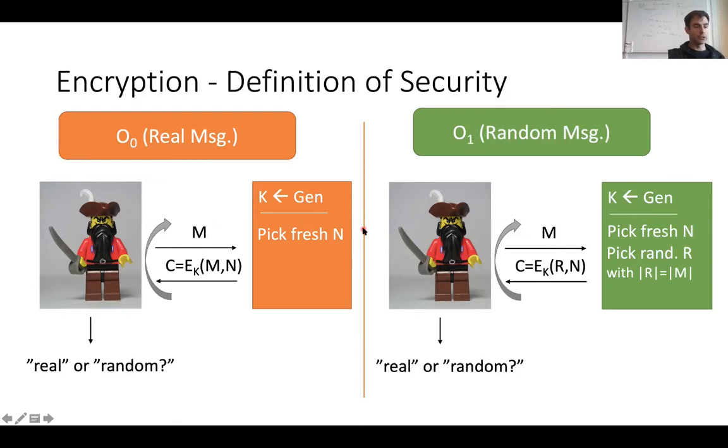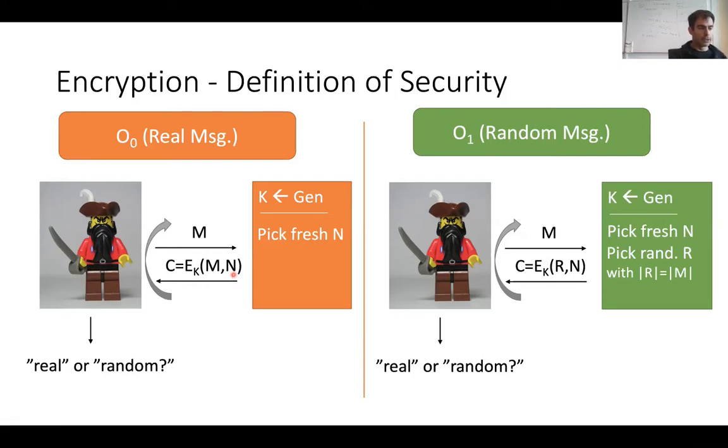So let's see what the two boxes do. On the left, you have the real box. What the real box does is sample a key, like the encryption scheme would do, and pick some nonce that is going to be used in the encryption scheme. Then the adversary gets to choose a message, and the box returns an encryption of that message using that nonce.